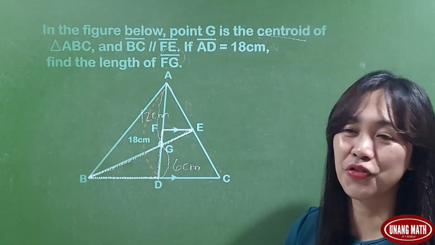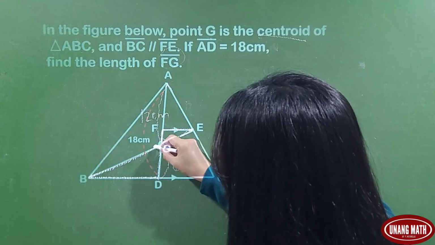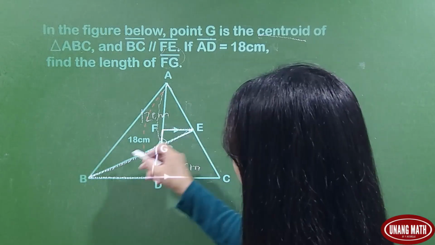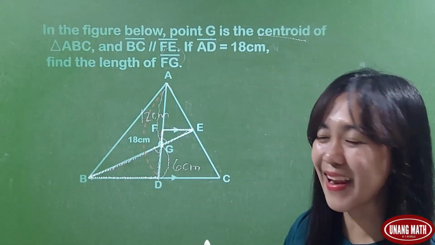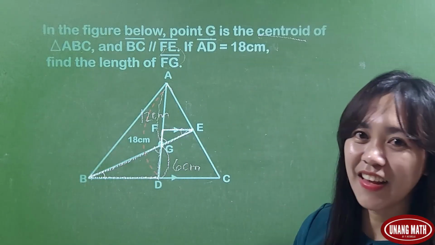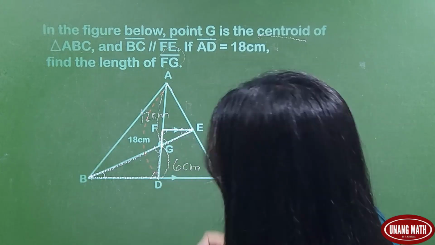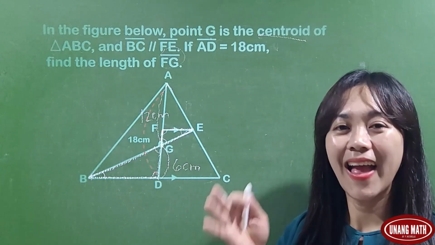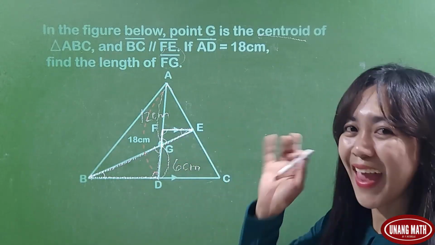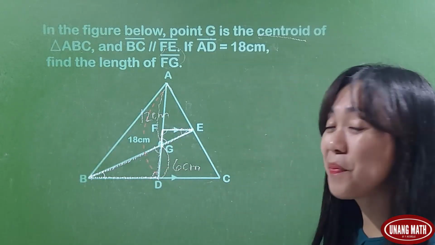are similar figures. To prove that these are really similar figures, this angle and this angle are vertical angles, so equal in measures. Since segment FE and BC are parallel lines, then this angle and this angle are alternate interior angles, so equal in measures. This angle and this angle are another pair of alternate interior angles, so equal in measures. So this is AA similarity. So these two triangles are similar figures.